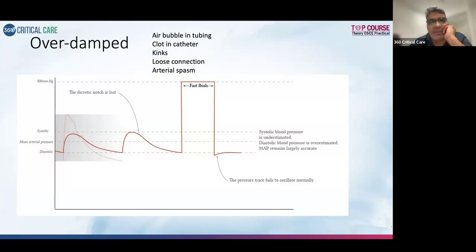What causes underdamping and what causes overdamping? Overdamping is caused by an air bubble in the tubing, a clot in the catheter, any kinks, a loose connection, and if the artery is in spasm. All of this can cause an overdamped waveform, where you can see the dicrotic notch is lost and the systolic peak height is low. Though the MAP can be the same as with the normal arterial waveform, the height is low.